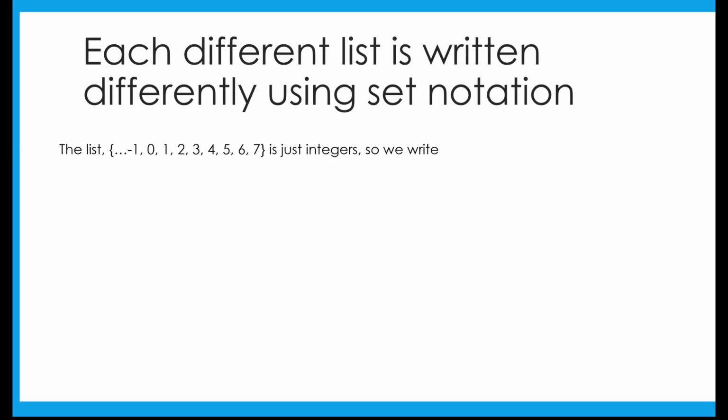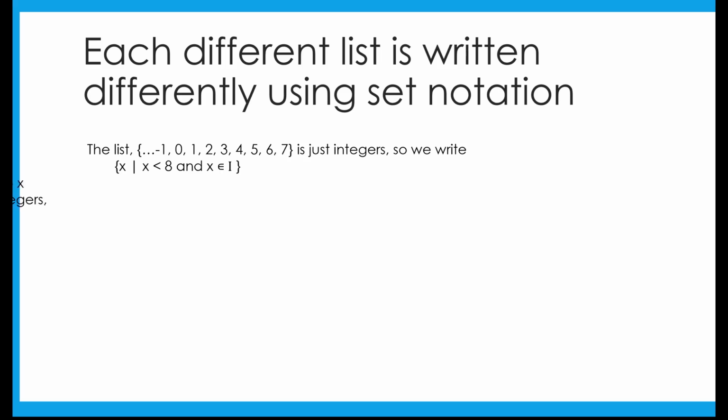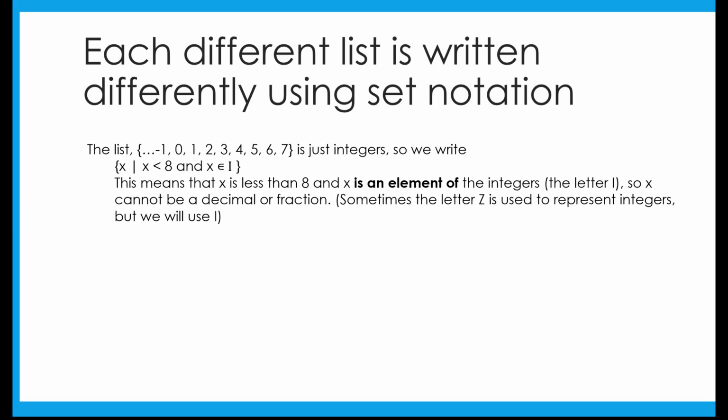So each different kind of list that I mentioned is written differently in set notation. There's this one with just the integers. We write x is less than 8, and x is an element of the integers, and use I for integers. Sometimes some textbooks use Z for integers, but we'll just use I. It's a little more simple to remember.